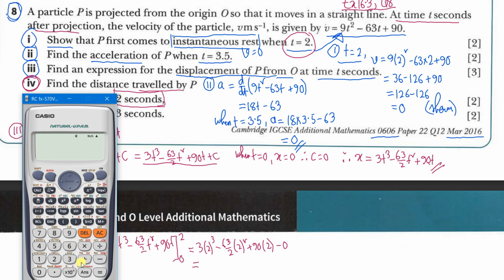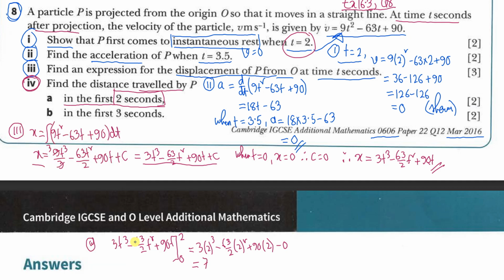Let me write 3 into 2 cubed, which is 8, then minus 63 divided by 2, into 2 squared, we can write into 4, then plus 90 into 2. So finally we got from here 78. This 78 meters is our answer for this question.